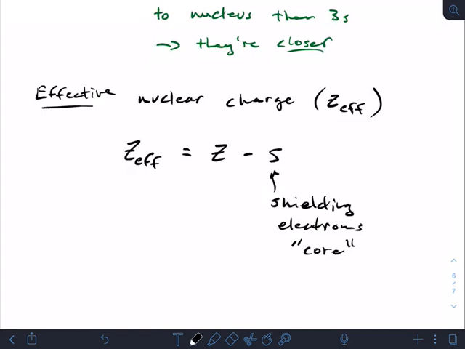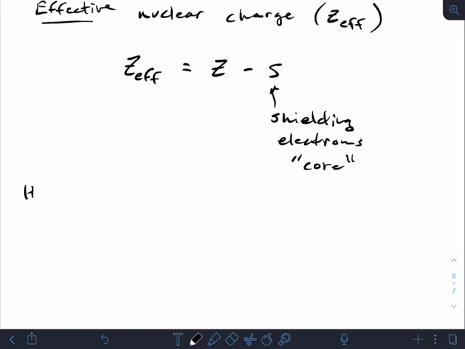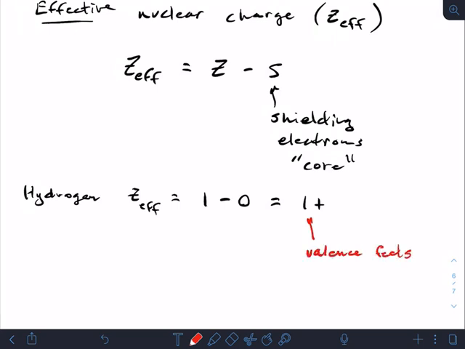And those shielding electrons are the core electrons. Okay, so remember when we did electron configurations, we talked about core versus valence. This is where this is going to actually come into real use. So for hydrogen, you can calculate a Zeffective, which is 1, the atomic number of hydrogen. It has no core electrons because it only has one electron. So the Zeffective for hydrogen we say is 1 plus. And the idea here is that the valence electron, or in this case the only electron, feels this much pull.